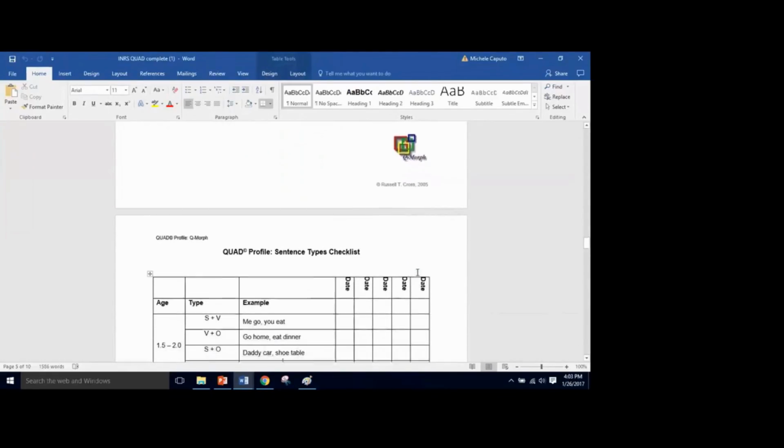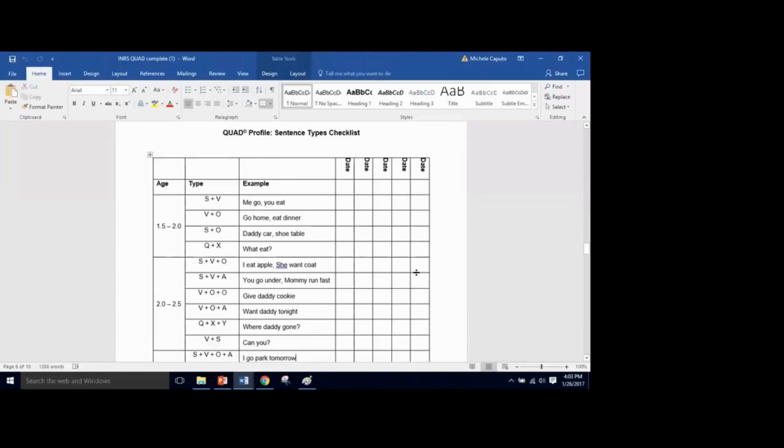morphology and sentence types. Here you see again the age when it comes in, the type of sentence, and some examples. So subject verb, verb object, subject object. These come in first, and you'll see that within these types of sentences there are different functions. You can see some directing of actions, go home, or some explaining of what the child is doing, eat dinner, or maybe some early possession, daddy car, or thinking about where something is, shoe table, and some early questioning.